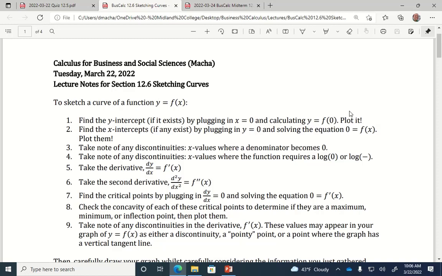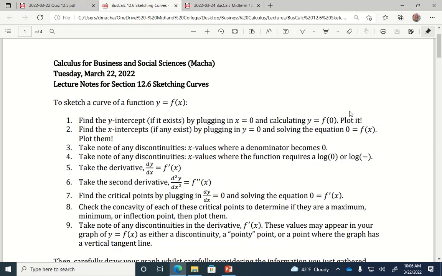Steps 3 and 4 are just noticing where the discontinuities are. And remember, if your denominator is 0 for your function, like if you ever try to divide by 0, that makes your function undefined there. So that would be a discontinuity. And also, remember, logarithms don't exist for a 0 input. So if you ever see the input to a logarithm as 0, that's an undefined part of your function. And you can never have a negative input to a logarithm, so that's going to be undefined as well.